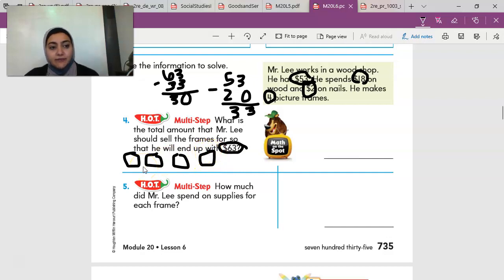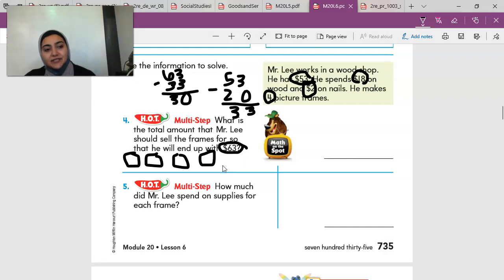Let's start with 5. If he sells each of them for $5, will that be 30? 5, 10, 15, 20. Is that enough? No, so he needs to sell them for more. What if he sells them for $6 each? 6 and 6 is 12, and then 6 and 6 is 12, and 12 plus 12 is 24. Now, is that enough? No, almost.